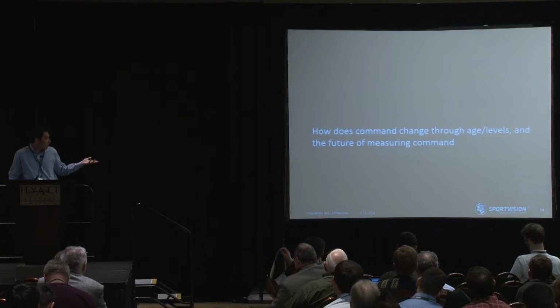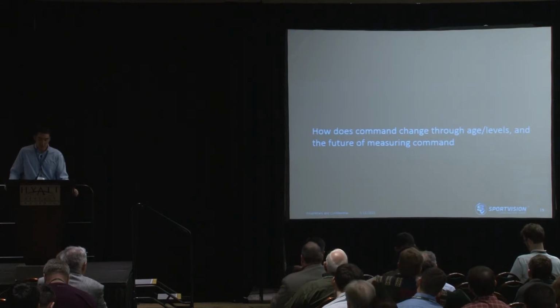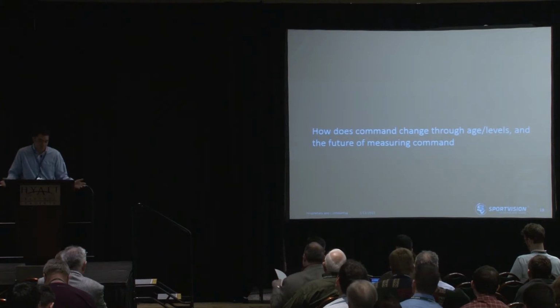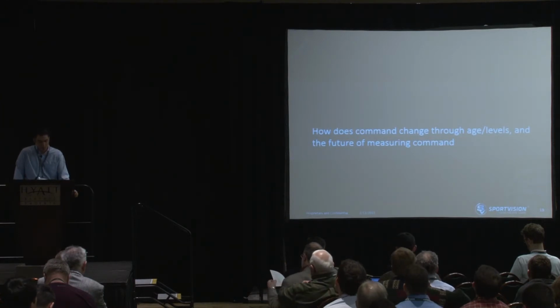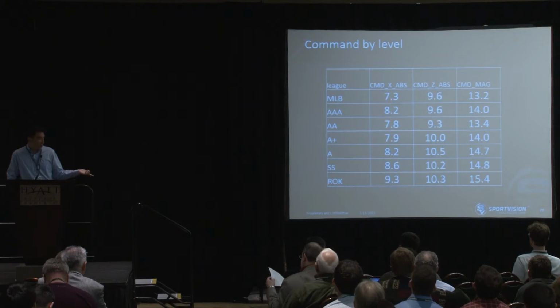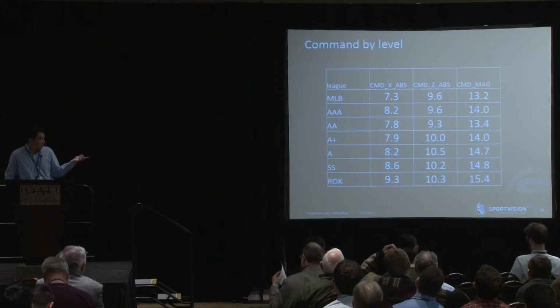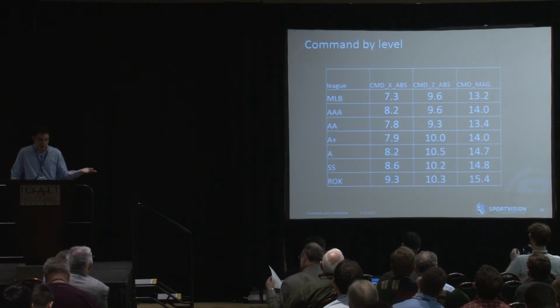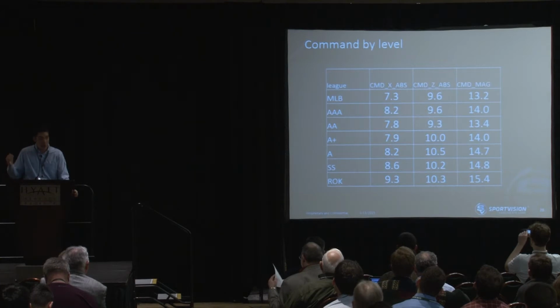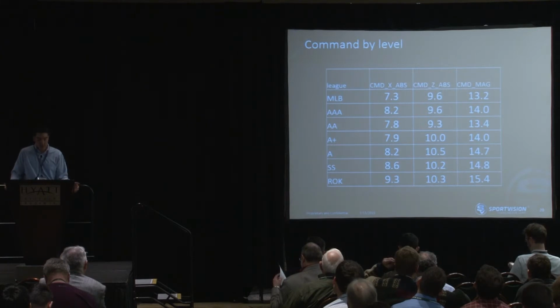So moving along here, one of the other things we wanted to look at was how command changes through age, different levels of baseball, and also the future of measuring command. As I mentioned before, we have some minor league data on command effects as well. These are not complete league averages because it varies by level, and probably the further down you get in level, the less data we have. So it's still interesting, I think, to look at the actual numbers. We're only dealing in absolutes here.